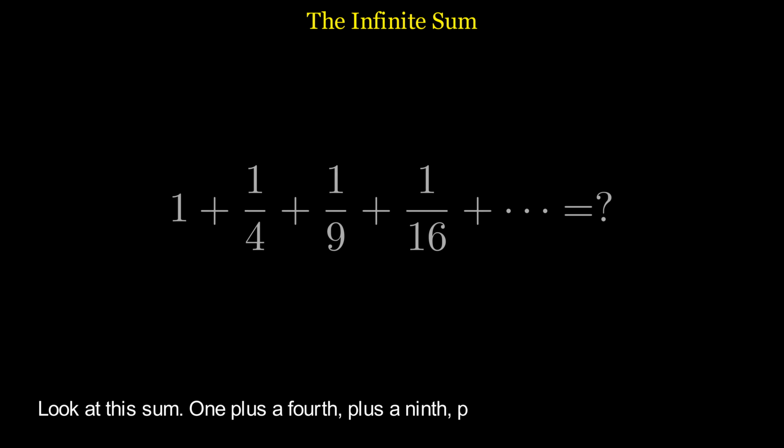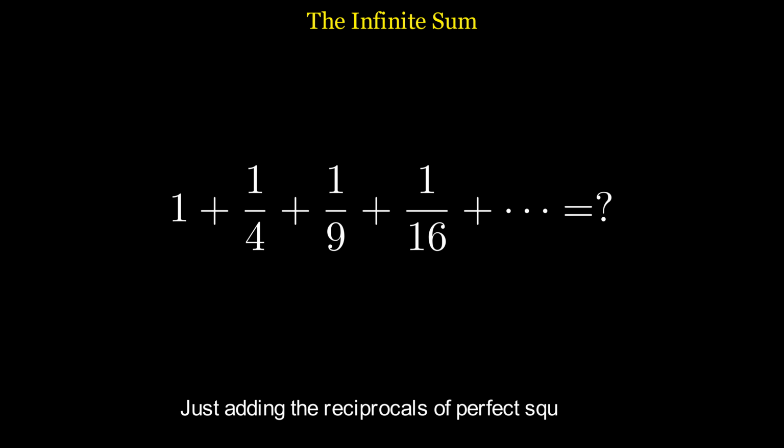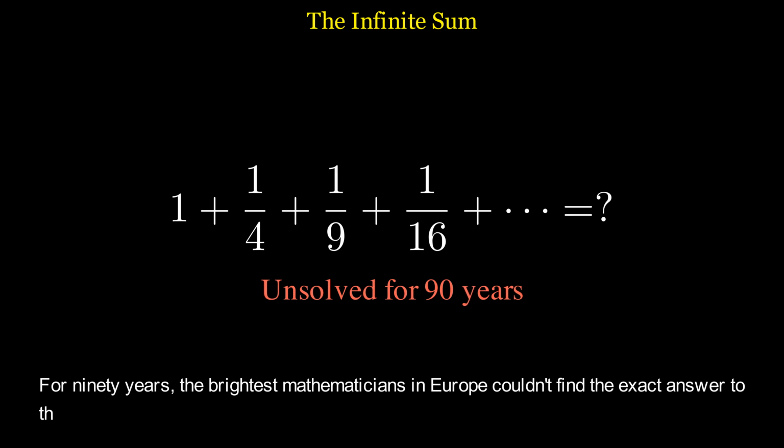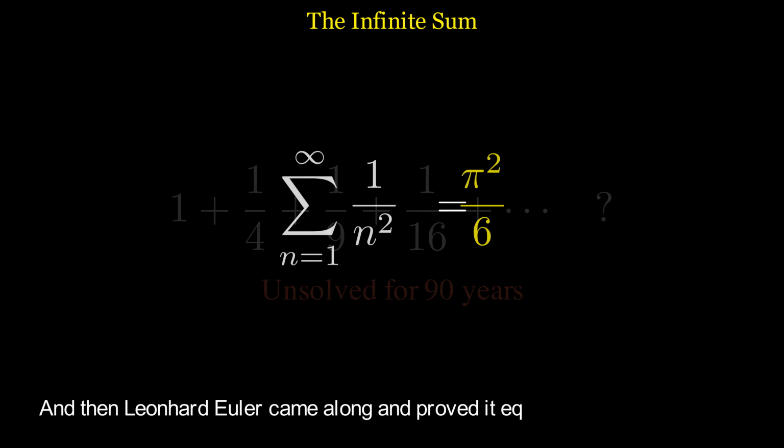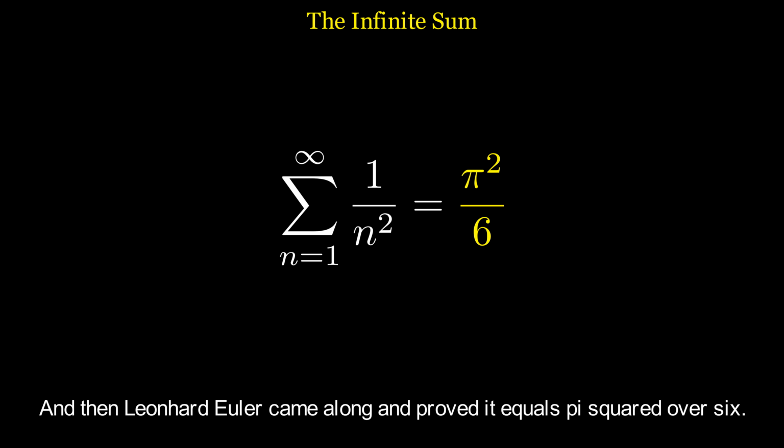Look at this sum. 1 plus a fourth plus a ninth plus a 16th, going on forever. Just adding the reciprocals of perfect squares. For 90 years, the brightest mathematicians in Europe couldn't find the exact answer to this. It's called the Basel Problem. And then Leonhard Euler came along and proved it equals pi squared over 6.